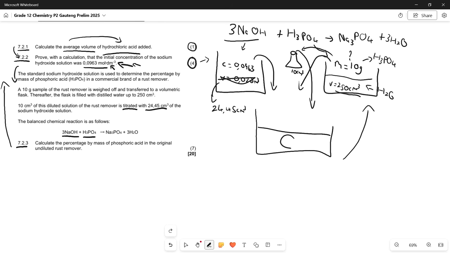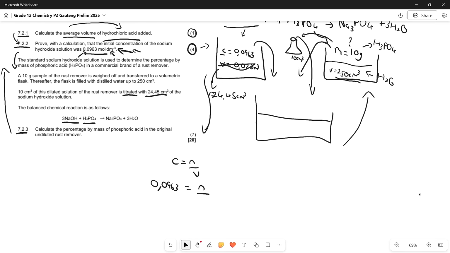We also don't have enough information about the mixture in the beaker over there, which means we are going to start with this information here, because if we have a C and a V, we can get the moles. Getting the moles is very important for us, because C equals n over V. The concentration, like we calculated in 7.2.2 again, is 0,0963. The moles is what we want, and they told us the volume by which it titrated, by which it is exactly balanced.